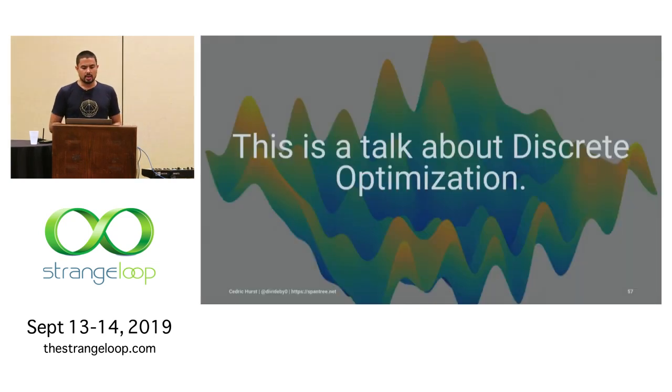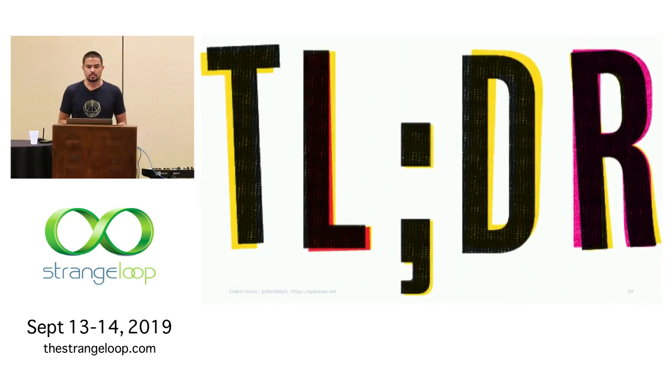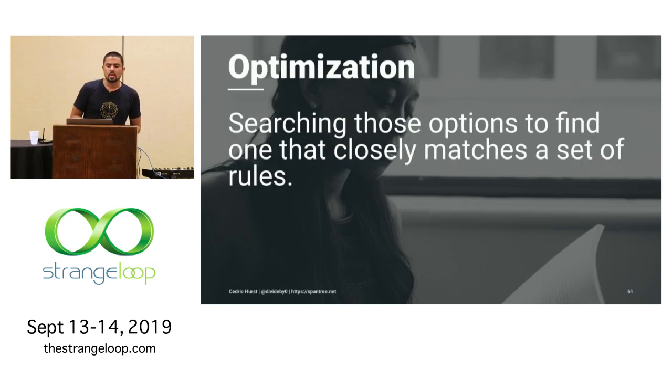And so this is a talk about discrete optimization. Discrete optimization, per Wikipedia, is about finding a best solution in a sea of solutions. And with a playlist, if you have a 100-song playlist, there are millions of possibilities for how to order those songs properly. And so the TLDR on that is that you have a finite number of possible solutions. That's the discrete component of it. But you're also searching those options to find one that closely matches a set of rules.